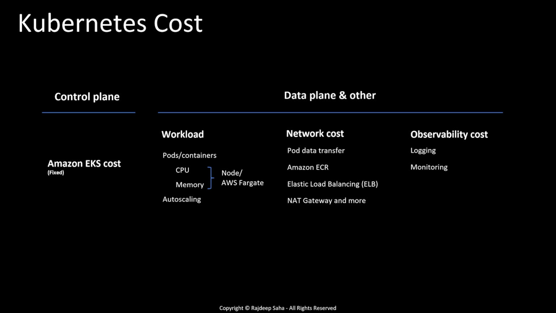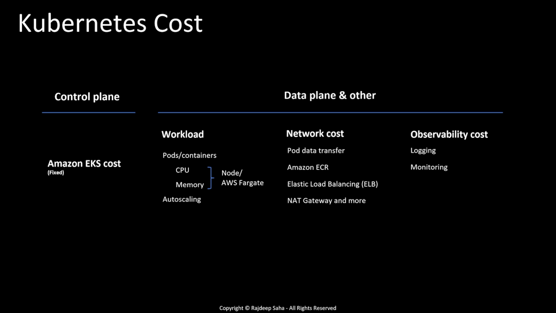You can also incur network cost. We talked about this in the previous interview question. Go ahead and check it if you have not. So the network cost could be the pod data transfer cost, cross AZ, Amazon ECR transfer cost, elastic load balancing cost, NAT gateway cost, etc. You could also incur observability cost, cost of logging, like saving the logs, the cost of running the agents, as well as the monitoring cost.